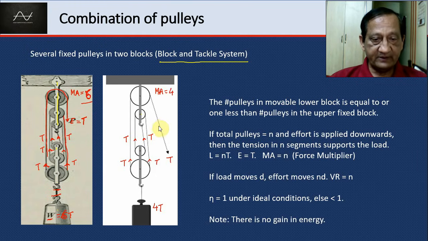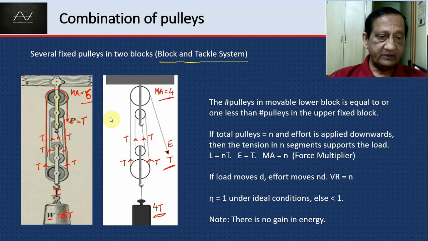Here, similarly, there are 4 pulleys. Whatever is the effort here, that is the tension. It is the same string going round and round. So how many strands? 1, 2, 3, and 4. 4 strands, each with tension T supporting the load. So load is equal to 4T in equilibrium and effort is only T. Mechanical advantage is 4.